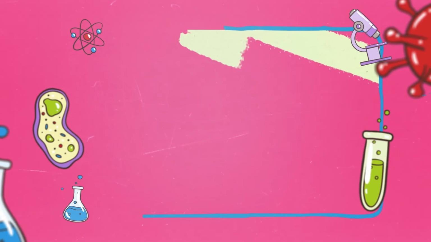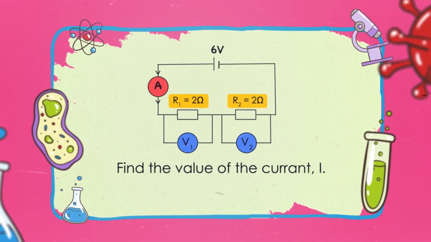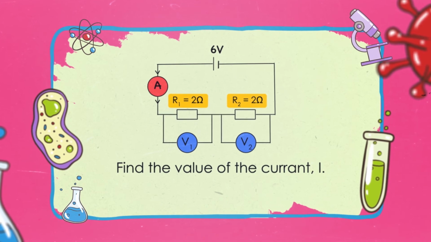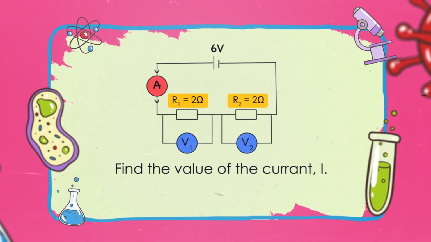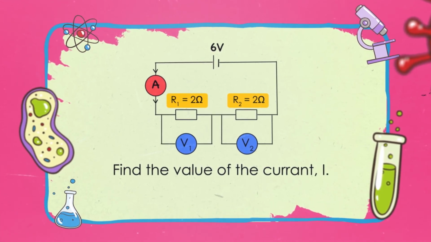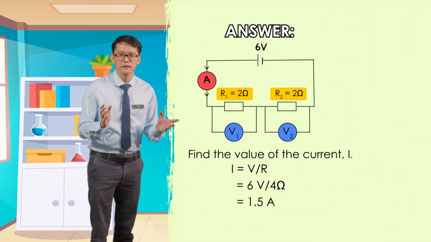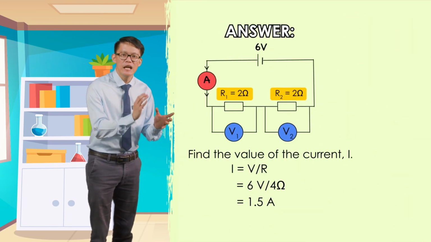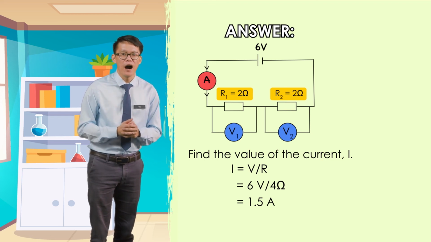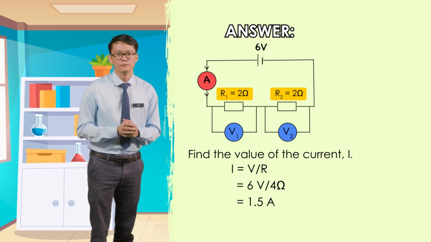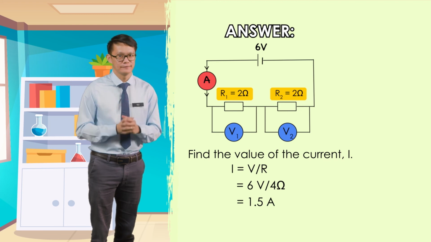Find the value of the current I. Excellent! By using the Ohm's law formula, substitute the value of V with 6 volt and R with 4 ohm. The answer will be 1.5 ampere.